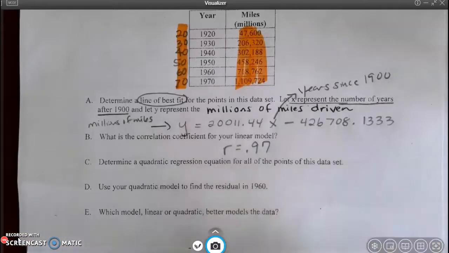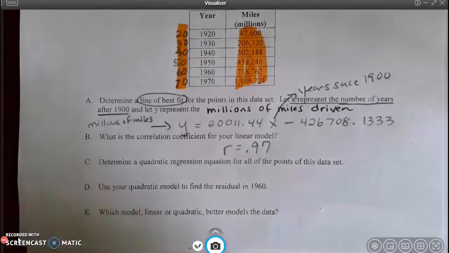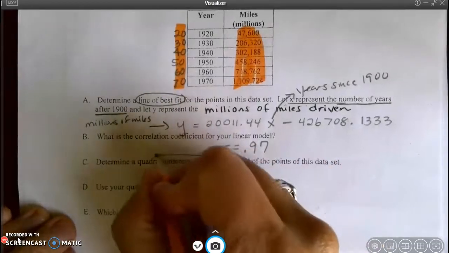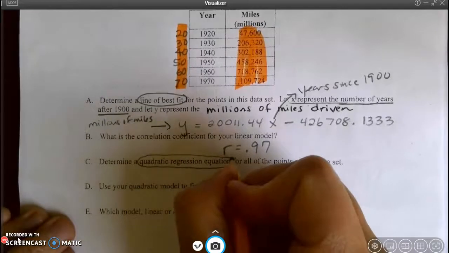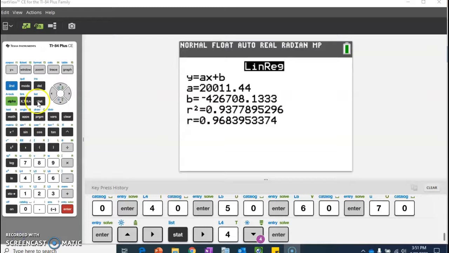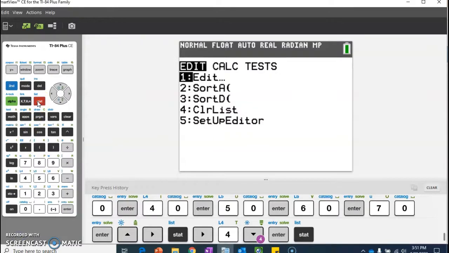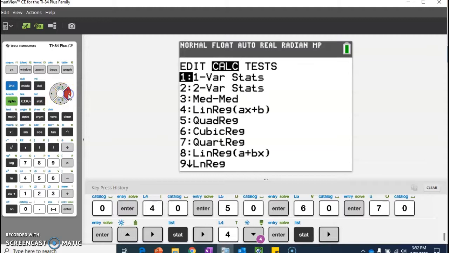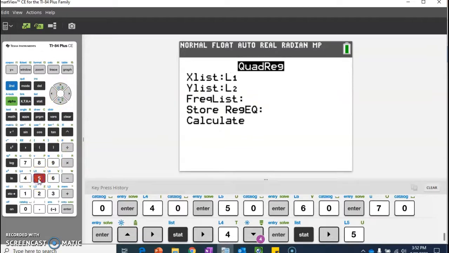Right. And then it says determine a quadratic regression equation for all of the points of this data set. Quadratic regression. So now rather than linear, I want quadratic. So I'm going to go back to my calculator. Right, and I'm going to go to Stat. My data is already in the calculator. I'm going to go to Calculate, and this time I'm going to choose Choice 5, Quadratic Regression, as opposed to Linear.